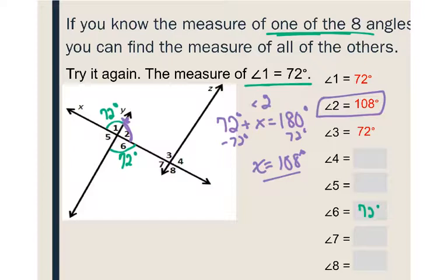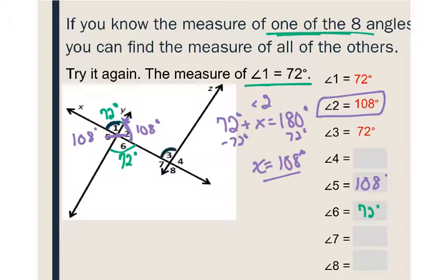So angle 2 and angle 5, what type of relationship is that? What type of angles are they? They share the same vertex, vertical, V, straight line. So angle 2 and angle 5 are vertical angles. So if angle 2 is 108 degrees, angle 5 has to be 108 degrees.